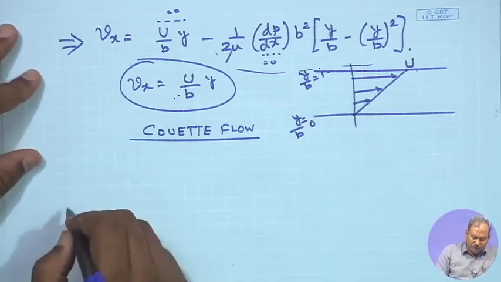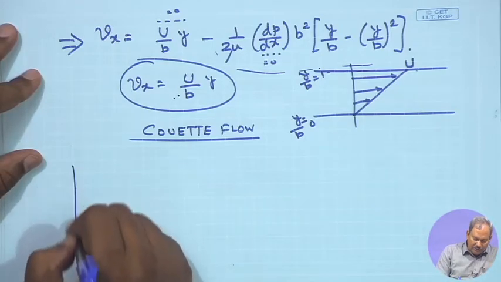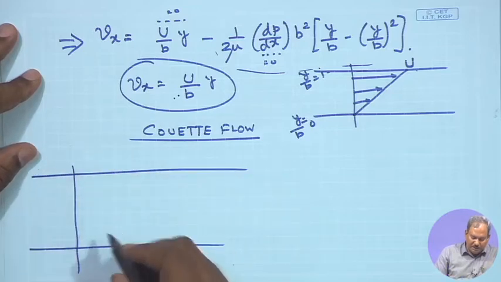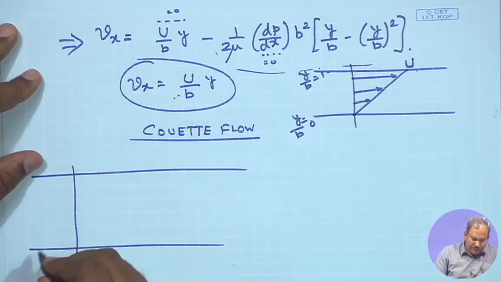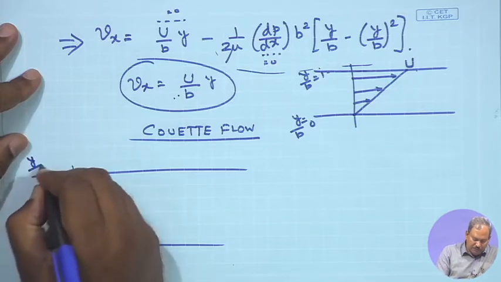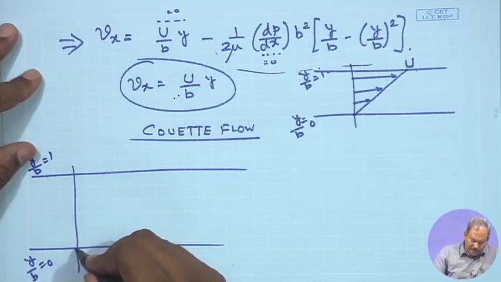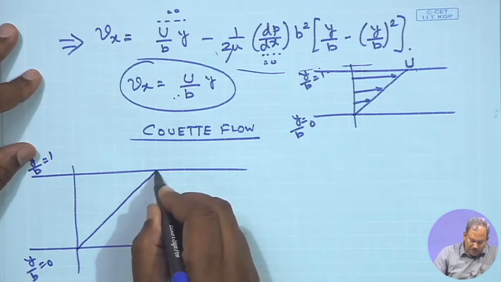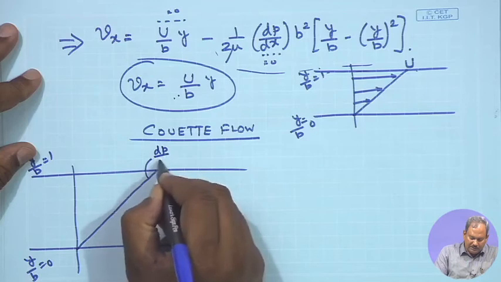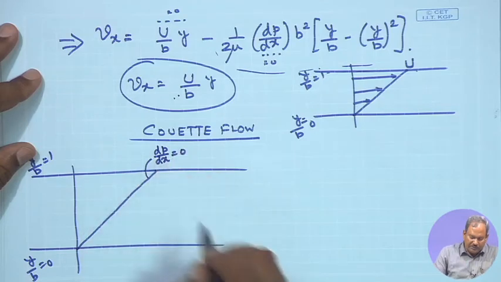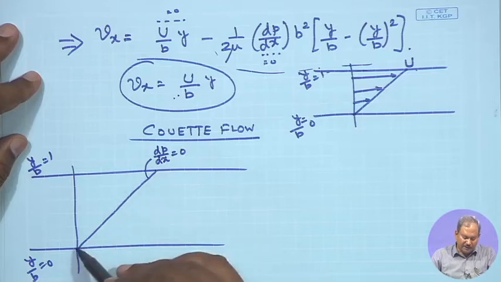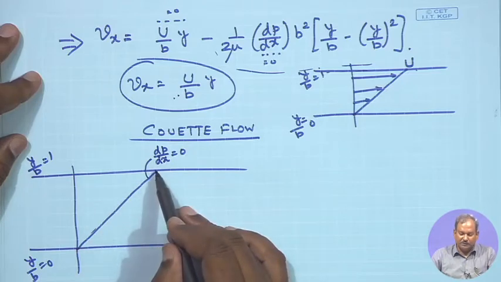Now, what would it look like? I'll go slightly deeper into this, because it would clarify many of the concepts. So, this is y by b equals 0 and this is y by b equals 1, and I am drawing the profile of the velocity when dp dx is 0. That means, when there is no applied pressure gradient, I simply get a linear distribution.